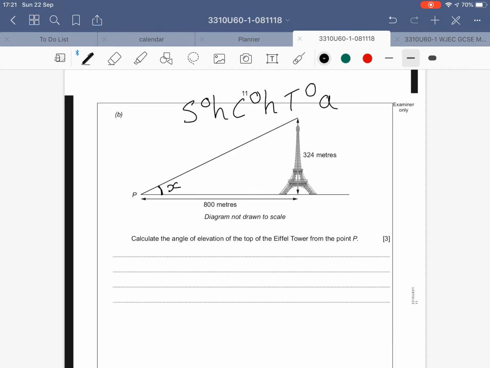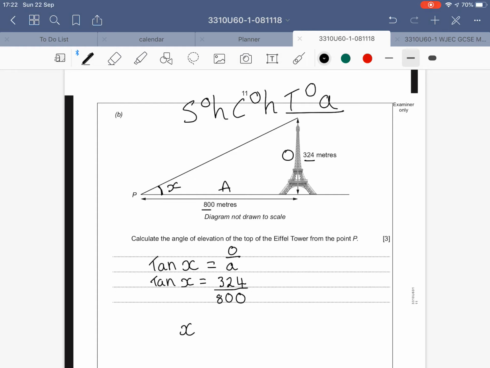So label the two sides that I've got. This one, 324, is opposite to the angle. 800 is next to, which means adjacent to, my angle. So I've got O and A, which is TOA. So my ratio: tan of the angle X is O over A. So tan of my angle, which I don't have, so I'm going to keep that as X, equals O, which I do have, 324, over A, which I also have, which is 800.